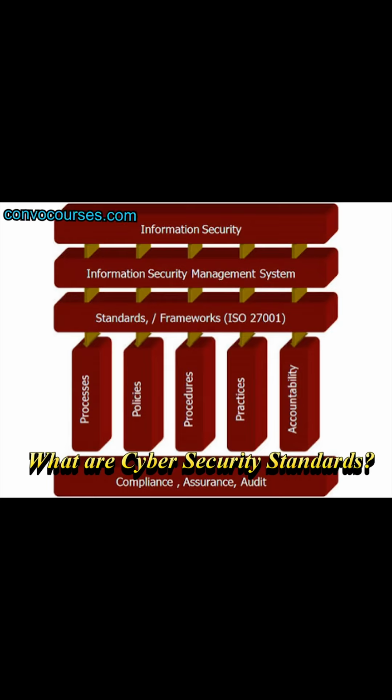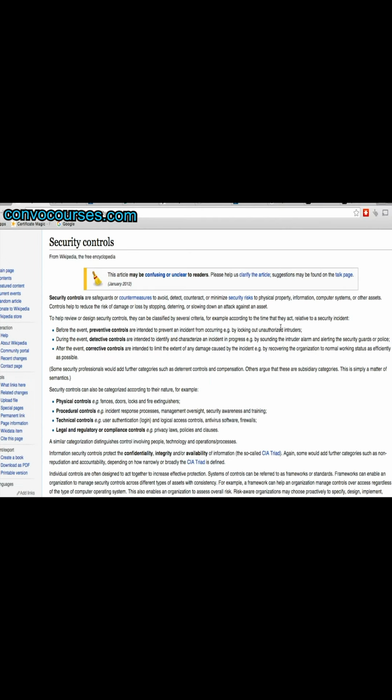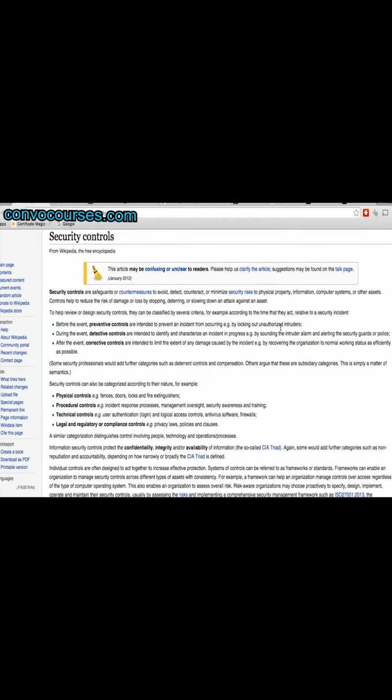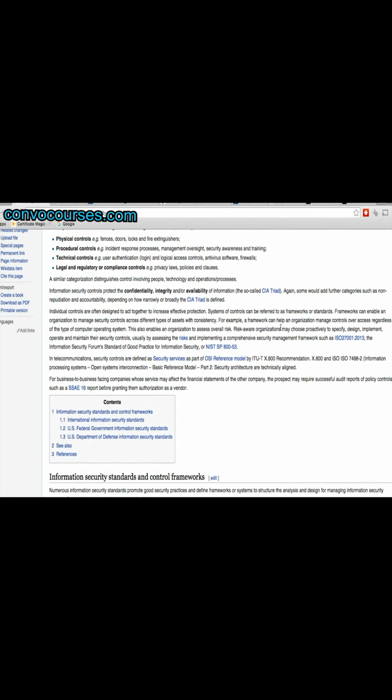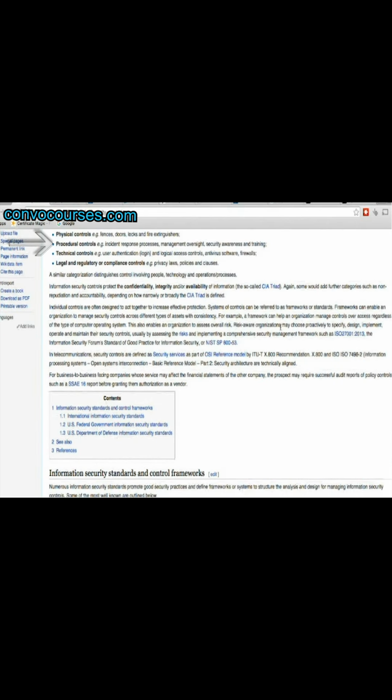So what are cybersecurity standards? The best way to understand what cybersecurity standards are is to look at something called security controls. Security controls are a component of cyber information security standards, and they cover things like physical security, procedural security, technical security, legal and regulations, compliance controls.